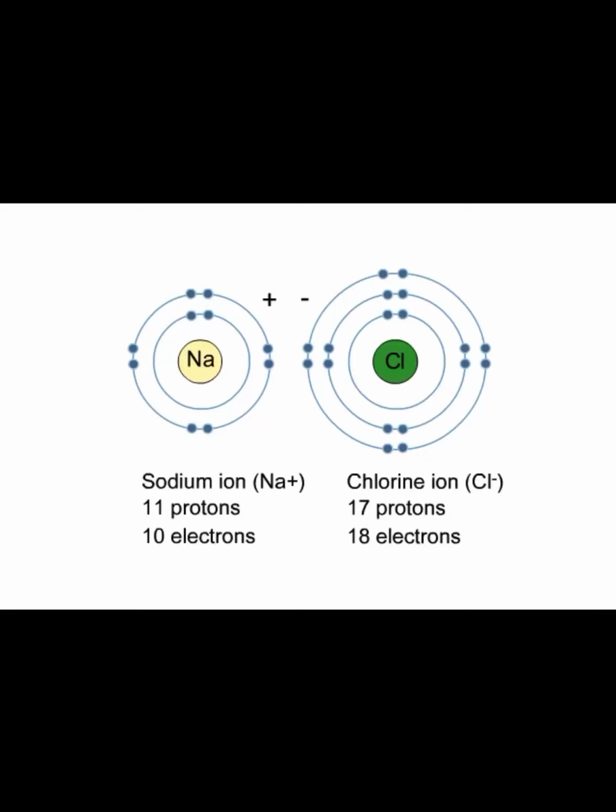Ions with opposite charges are attracted to each other, forming an ionic bond. These ions combine to form a compound with new properties. In this case, sodium chloride, ordinary table salt, is formed. Okay, so sodium chloride is what we call an ionic compound. It's composed of atoms that are bonded to each other through ionic bonds.